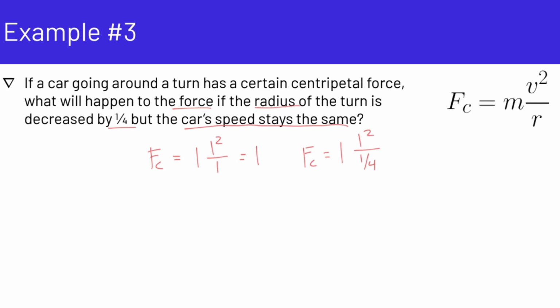So we can say that's times 4. So we end up with FC is equal to 4. So we had FC is equal to 1, and our new centripetal force is equal to 4. So if the radius of the turn is decreased by 1/4, the new centripetal force is 4 times greater than the old centripetal force.